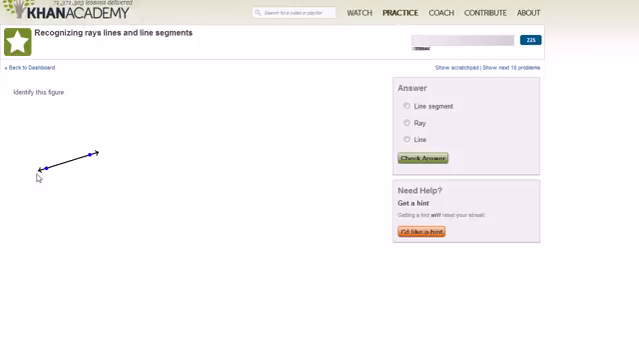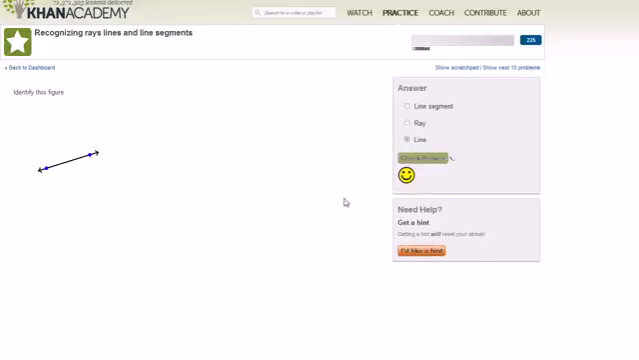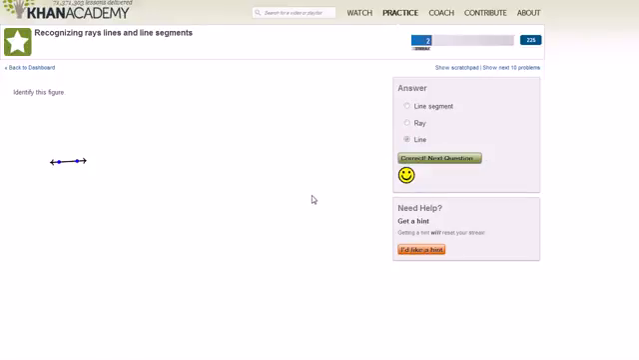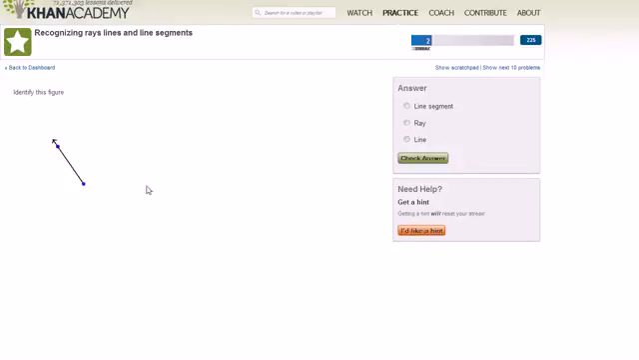So what is this thing right over here? Well, it has two arrows on both ends, so it's implying that it goes on forever. So this is going to be a line. Let's check our answer. Yeah, it's a line. Now, it's taking some time. Oh, correct. Next question. All right, now what about this thing? Well, once again, arrows on both sides means that this thing is going to go on forever in both directions. So once again, it is a line. Fair enough. Let's do another one.